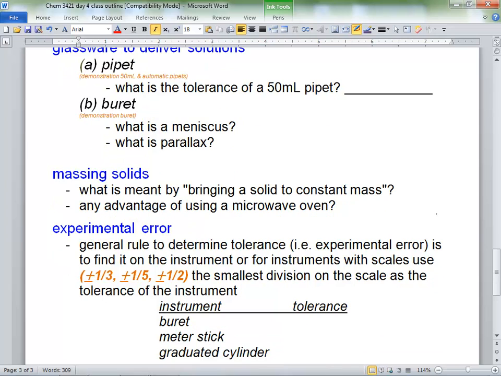The meniscus. You've seen the burette, right? You fill it up and you have this little bubble. You read the bottom of the bubble. Make sure you read straight across from it so you avoid parallax.